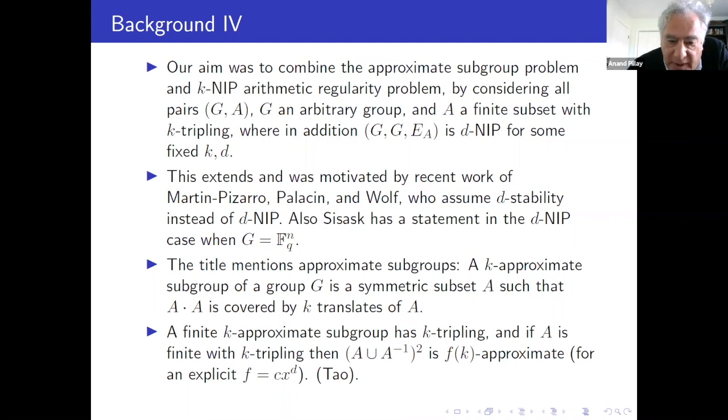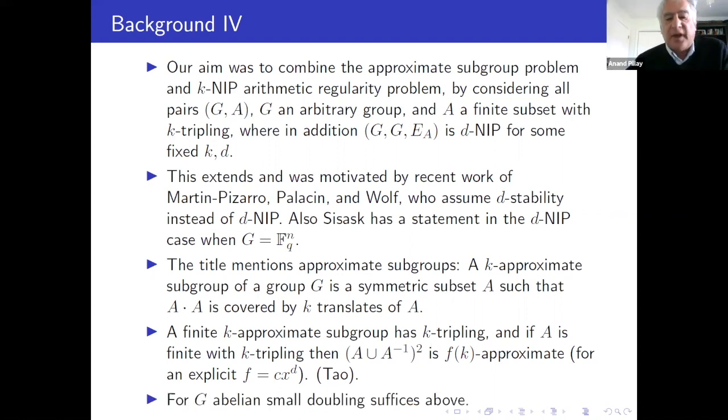Now a finite K-approximate subgroup has K tripling, it's immediate. Moreover, if A is finite with K tripling, then the set A union A to the minus one, squared, is an F of K approximate subgroup for an explicit F, C times K to the D, where C and D are absolute constants. This is by Tao. This makes the connection between K tripling and approximate subgroups. And for abelian G, K doubling is enough for everything. For non-abelian G you need K tripling. The abelian case, the doubling, is as in Freiman's theorem.